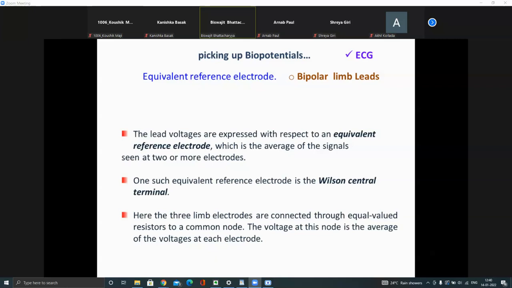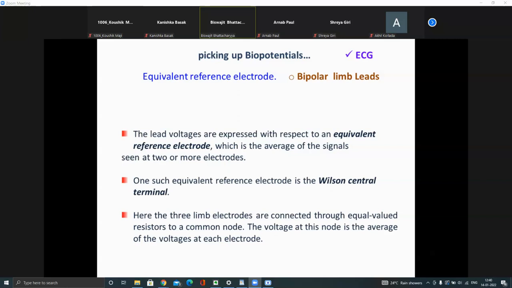Now the lead voltages are expressed with respect to an equivalent reference electrode. In another way we can represent it. The average of the signals seen at two or more electrodes can create another reference electrode. This is called the Wilson central terminal voltage.